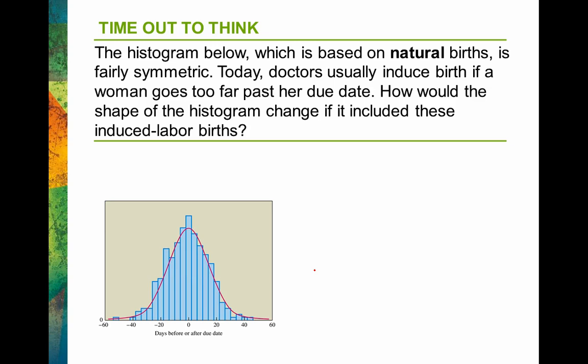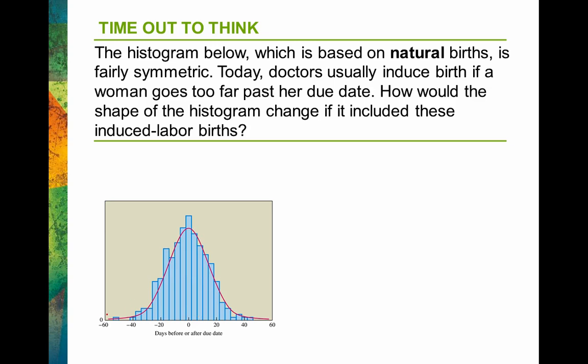If we included not just natural births, but also these induced labor births, we would start to see that many of these births that would naturally occur in here would actually start occurring right around in here, because doctors would probably decide to induce the labor somewhere around the actual due date or shortly after that. So we'd start to see less data in here and much more in here.